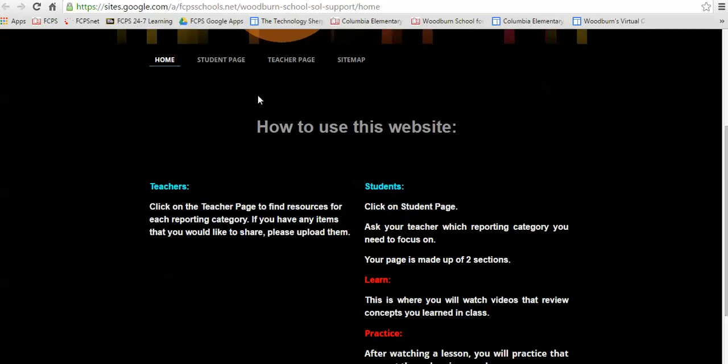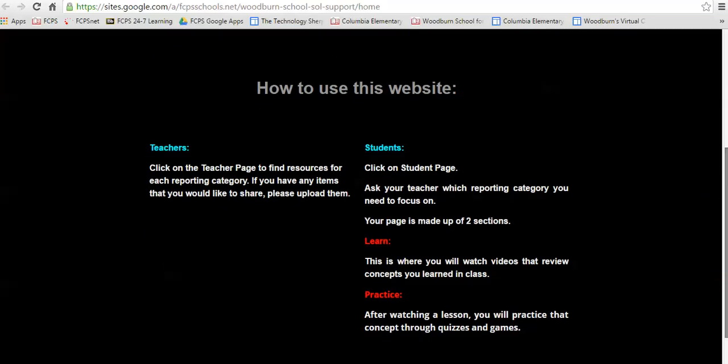You'll notice that as I'm here on the home page, it gives directions for teachers and for students. So teachers can click on the teacher page to find resources from each reporting category, and you can use those resources to help you prepare your students for their retake. Now on the student page, there's places for them to go where they can learn and they can work independently. They can learn about the areas that they need to practice, and then there's also opportunities for them to get some extra practice, whether it be some quizzes or some online games. So let's go take a look.